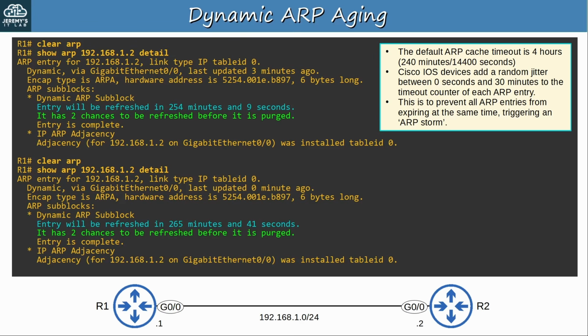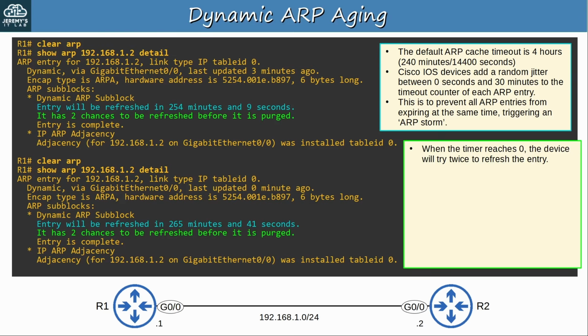So, that's why when I refreshed this ARP entry, the entry will be refreshed time isn't the same. And regarding the statement I've highlighted in green, when this timer reaches 0, the device will try twice to refresh the entry. However, if both attempts fail, before clearing the entry a third request will be sent, so there are actually 3 chances, even though it says 2 chances in the output here.